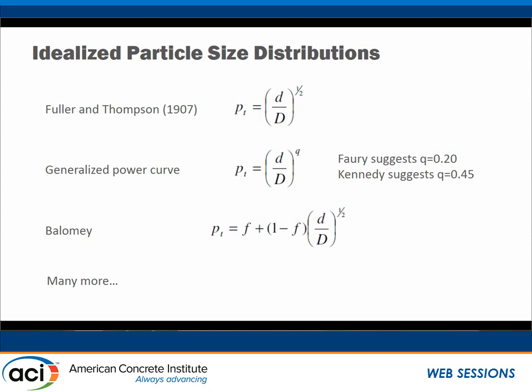The Power 45 curve is probably the best known. So this is the diameter of a given particle size over the maximum diameter raised to a power. The original curve by Fuller and Thompson had that to the 0.5. A variety of numbers have been suggested for that exponent. The Power 45 curve is best known, but other researchers have suggested as low as 0.2. And then there are other variations on this curve that have been developed.